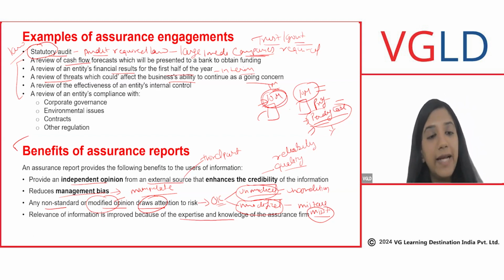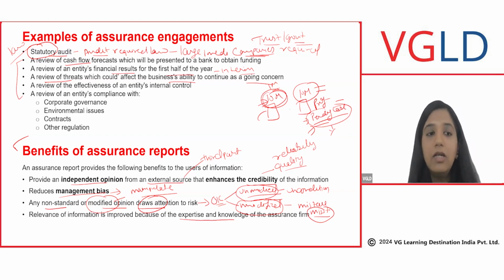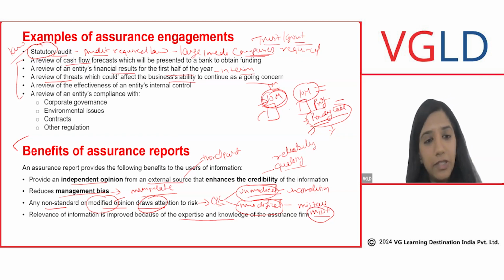A review of an entity's compliance with corporate governance, environmental issues, contracts, other regulations. So now this is called as your GRC, governance, rules, and regulations and compliance. It is another scope and another field of audit. So there are different fields of audit also. When somebody says I am an auditor, he could be an auditor of just the financial statements. He could be an auditor of internal controls. He could be a GRC auditor also. It is altogether a different stream.